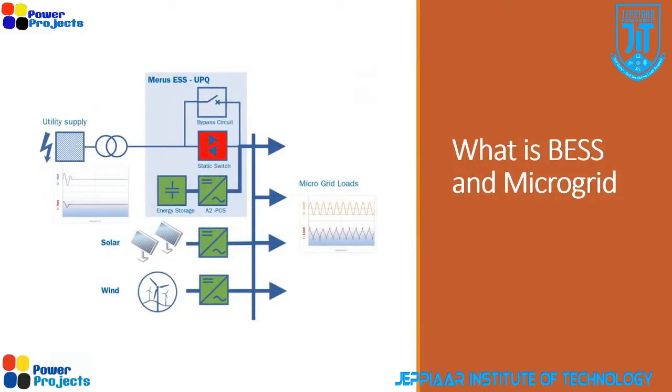What is BESS? What is microgrid? So here you can see a typical industry or typical commercial building. They have utility supply, they have a step down transformer, and there is a static switch. The static switch is mandatory if you want to have a seamless transfer. That means when the grid fails, if you want to maintain these loads without power interruption, then the static switch may be mandatory in most of the cases. So that is a static switch.